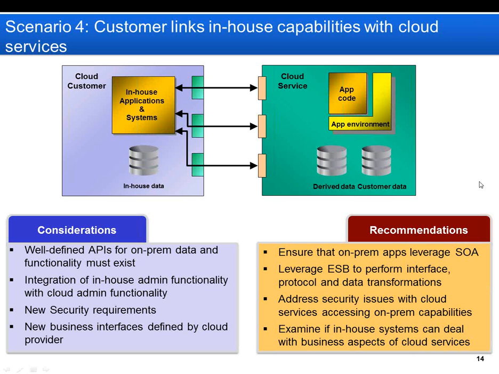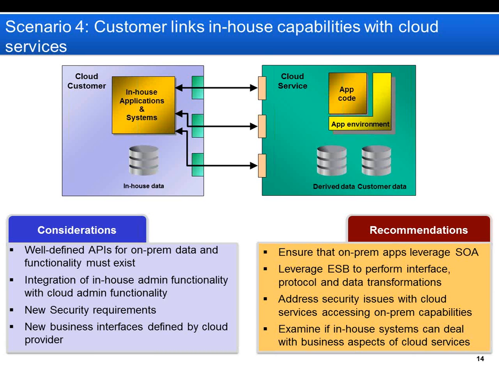So you need to provide appropriate hookups for those interfaces. And the recommendation we make here is that ideally your on-premise application should be leveraging SOA design principles that will assist in getting your APIs available when you need to expose them. Where you have to connect in-house out to the cloud service, potentially using interfaces that may be novel, that were not used before in-house, then consider something like an ESB to perform interface, protocol, and data transformations, all of which may be necessary in doing these connections.